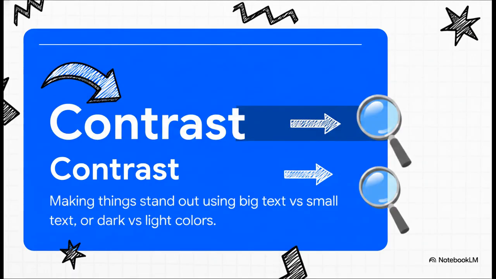First up is contrast, which is all about making things pop and guiding the viewer's eye. You do this by pairing a massive, bold, dark title with smaller, lighter, regular weight body text. Contrast tells your audience exactly what is most important and what they need to look at first.